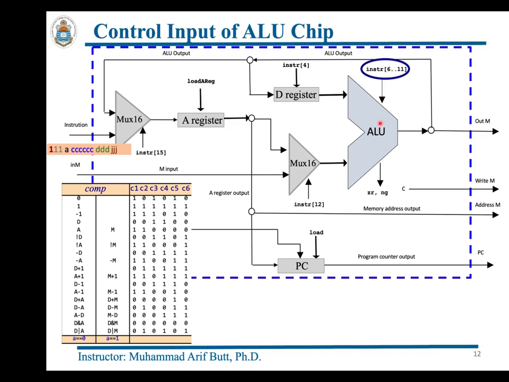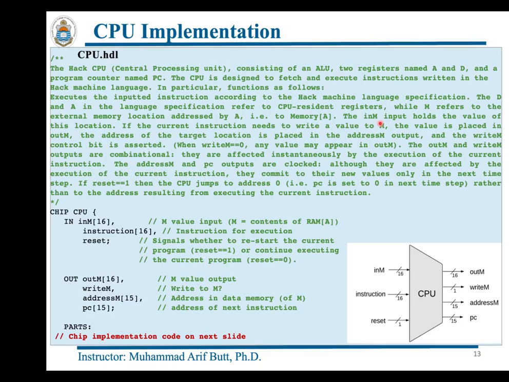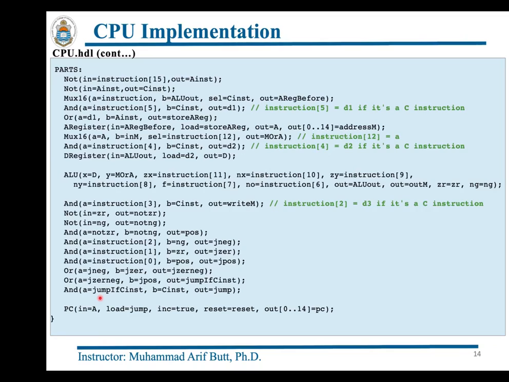Okay, so we are done with the complete design of the Hack CPU, and now this slide shows the CPU.hdl file. You can see the CPU chip interface diagrammatically over here, and inside the code you can observe that the CPU chip interface has 3 inputs and 4 outputs, and this we have discussed at length today. And this slide shows the complete chip implementation, and after such a long discussion I think this code will certainly make sense to you all.